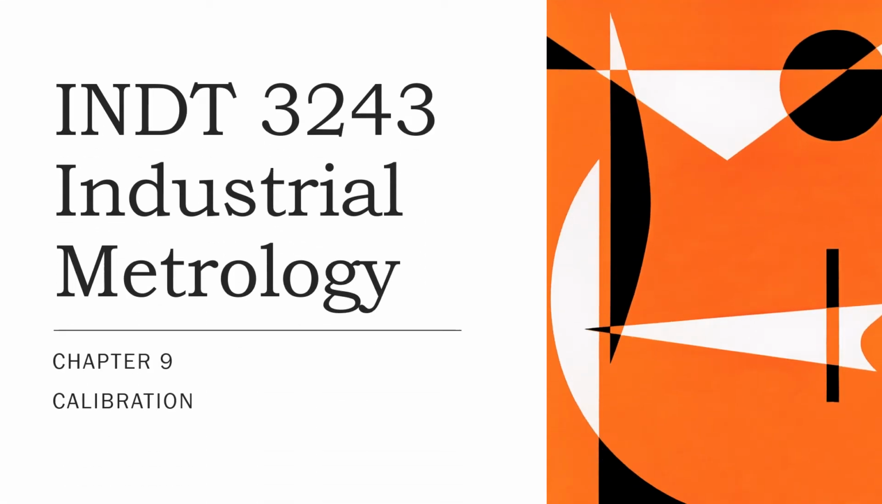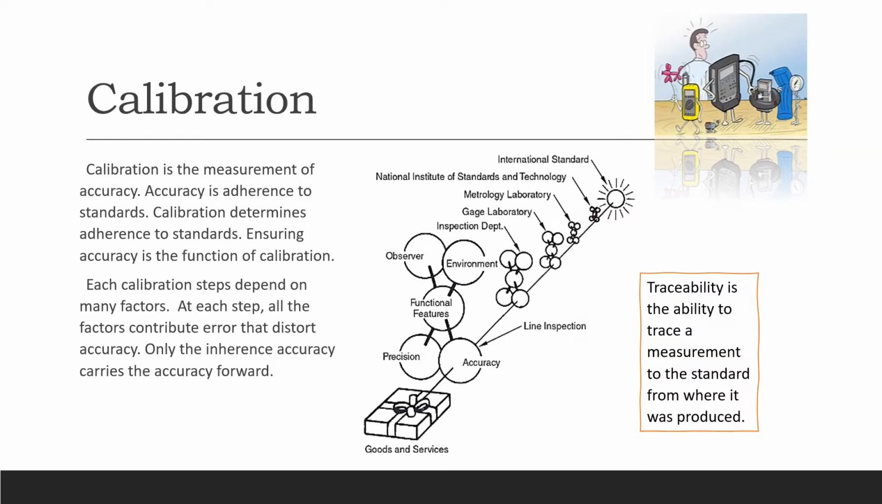Okay, so this week we're going to go to chapter 9. Chapter 9 is about calibration of your instruments. Calibration is the measurement of, again, accuracy. We're trying to measure your own instrument against a standard and see if your instrument is measuring according to that standard, giving you the correct measurement.